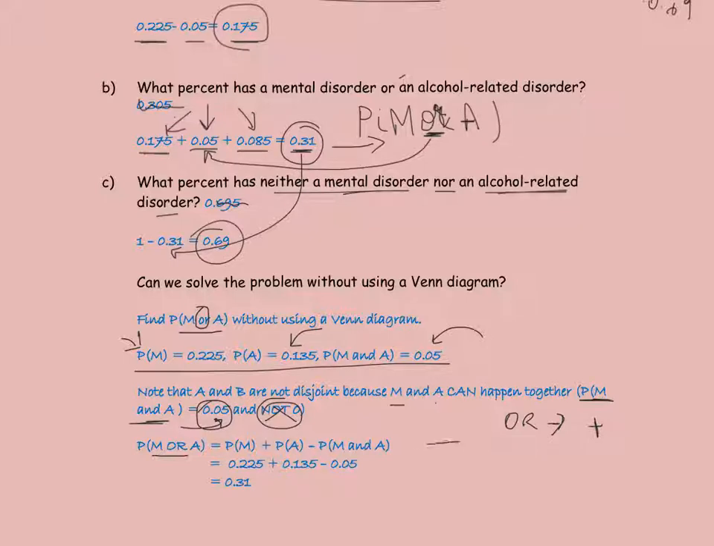And from the chart, this is the formula that applies to probability of M or A when M and A are not disjoint. So probability of M 0.225 given, plus probability of A 0.135 that was given, minus probability of both, which was also given, and that's equal to 0.31. Notice that it's the exact same answer that we got by using the Venn diagram.